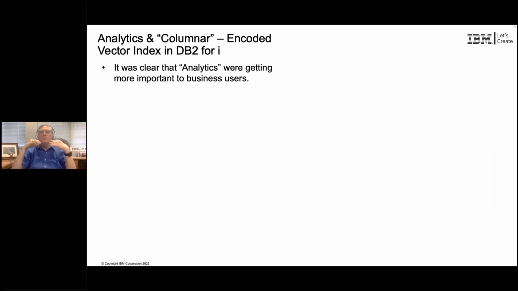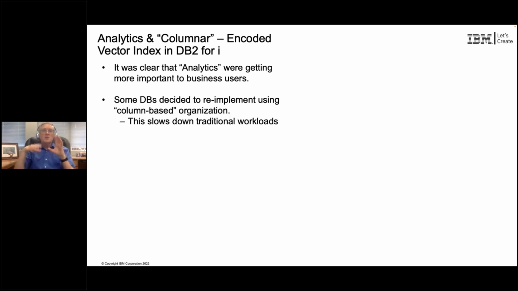These days, however, people want to do things like analytics. Analytics was never conceived of when this whole architecture was created in the first place, but it was getting more and more important to business users. And some databases out there in the world decided to re-implement themselves using, instead of a row-based, transaction-based way of doing things, a column-based way. So you would organize your database, for example, based on the state you're in. That's a column. Okay. So things would be organized closer together in the database if they were all in the same state. I'm just using an example here.